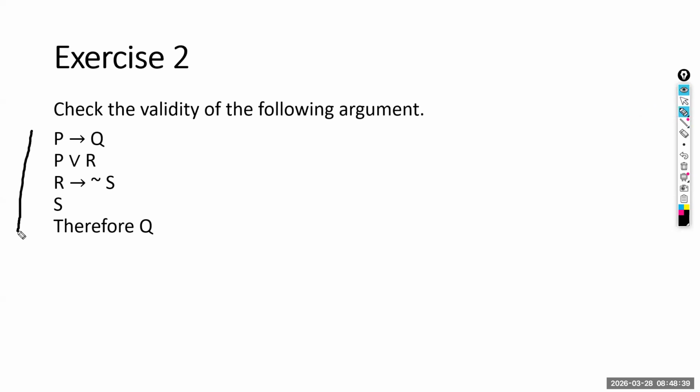First use the truth table. Remember now we have how many variables? P, Q, R, S. 4 variables. That means 2 to the power 4 entries.